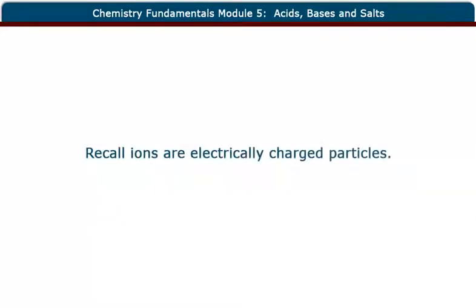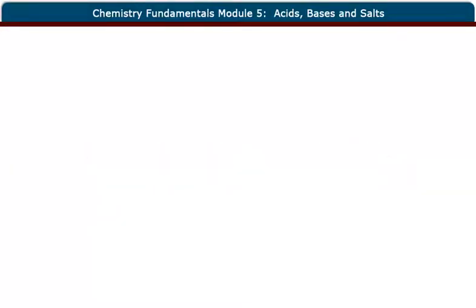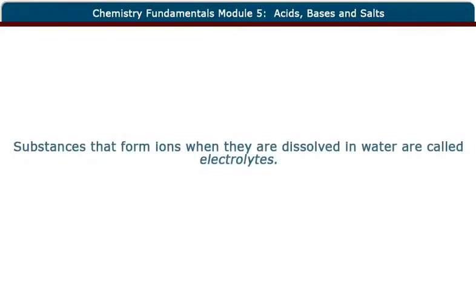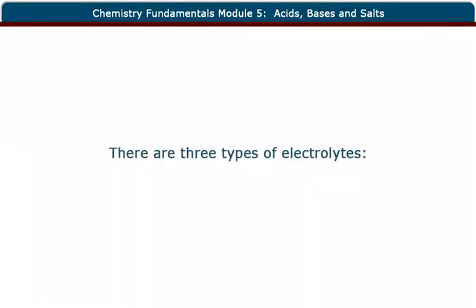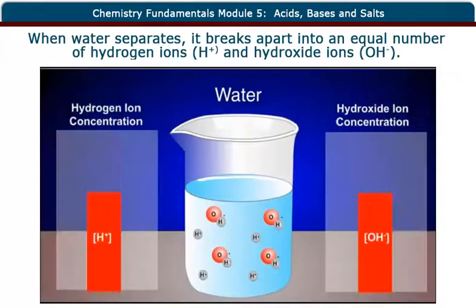Recall, ions are electrically charged particles. Substances that form ions when they are dissolved in water are called electrolytes. There are 3 types of electrolytes. They are called acids, bases and salts. When water separates, it breaks apart into an equal number of hydrogen ions and hydroxide ions.